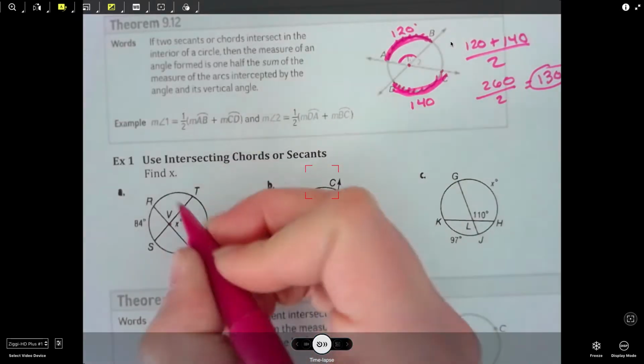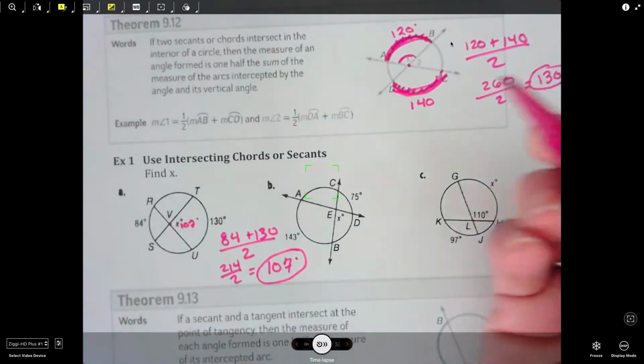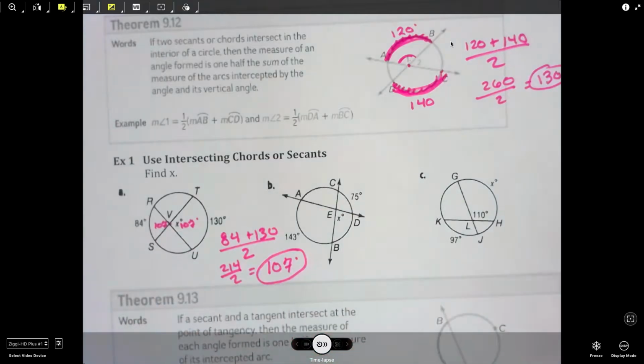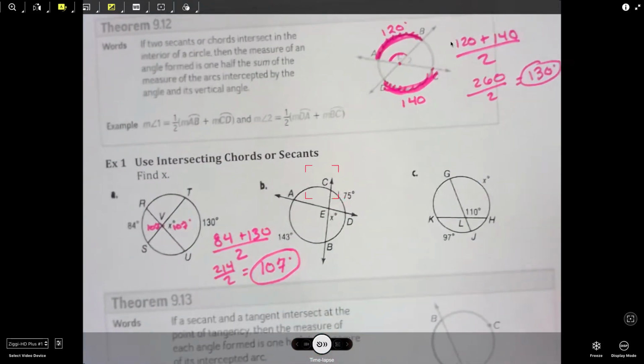So 107 is the measure here, but 107 is also the measure over here because those are vertical angles that run across from each other. So angle x is 107, all right?